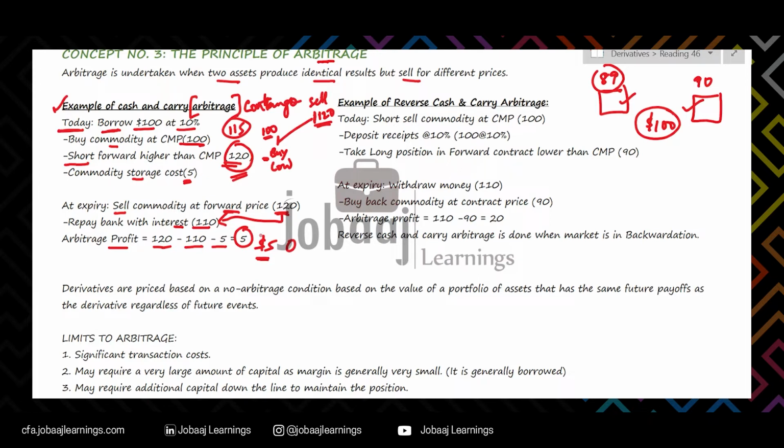So this was an example of cash and carry arbitrage. This is called cash and carry because in this case you purchase the asset in cash and then you carry it until expiry of the derivative contract. That is why it is called cash and carry.